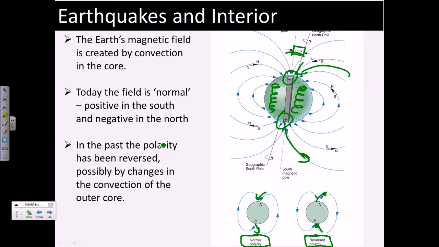Any place you have an electric current, like any wire in your house, is going to generate an electromagnetic field. And so we think that because we have a liquid core, and that liquid core is made mainly of iron and nickel, it conducts electricity, and that convection, along with it being able to conduct electricity, helps to create this polarization in the electromagnetic field that surrounds the Earth.